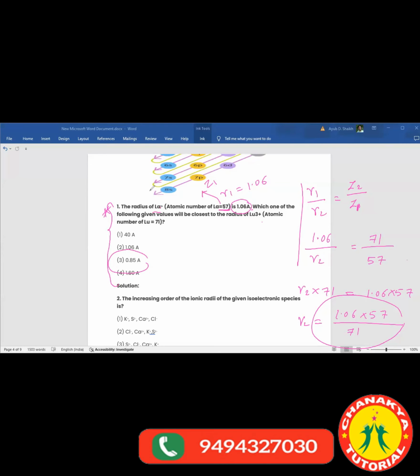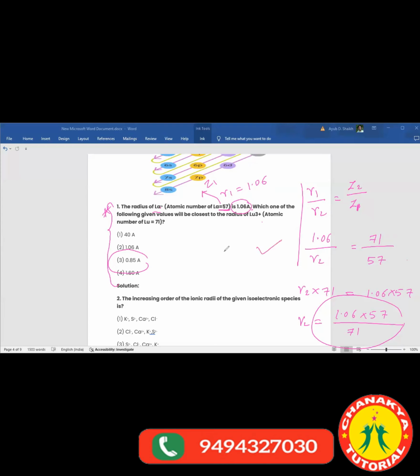Yes, we know that when we move from lanthanum to lutetium, atomic radius goes on decreasing. But apart from that, you need to keep this logic in your mind. Radius is inversely proportional to the atomic number. Means as atomic number increases, radius would decrease.